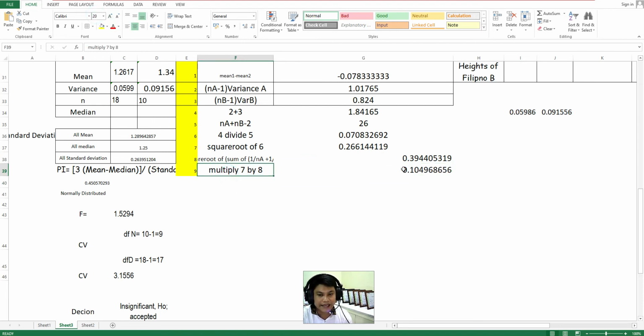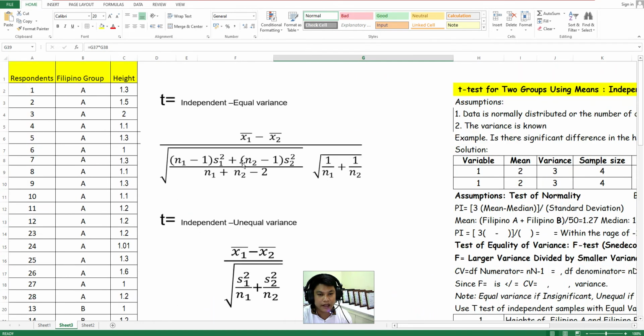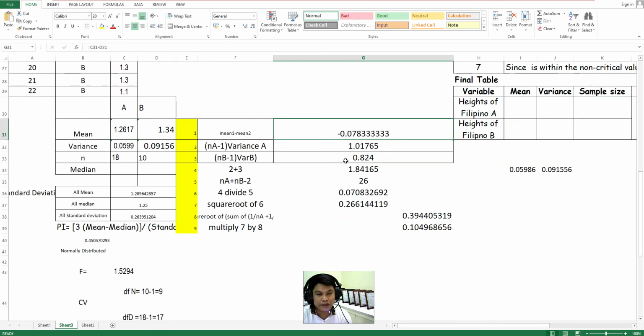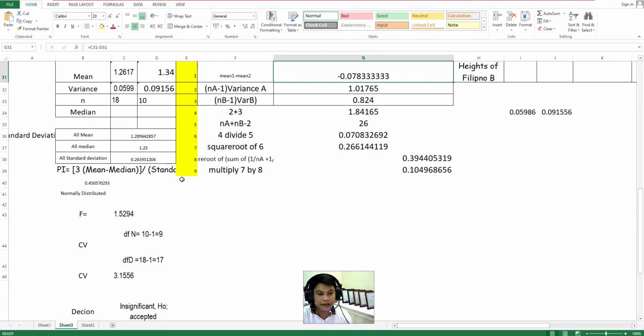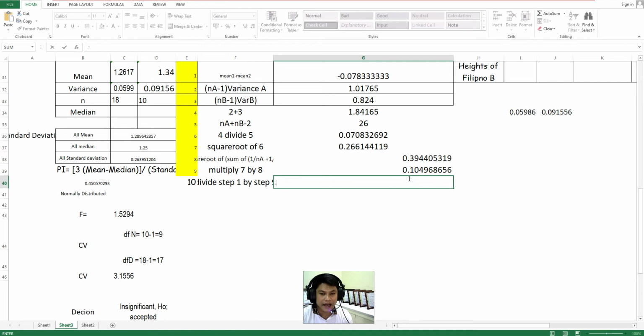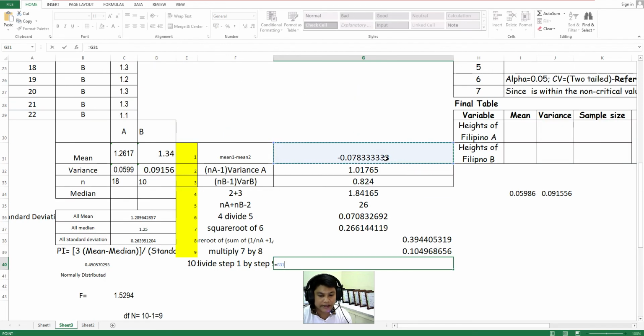So that is still the denominator, if you look at the formula, after the product of the two square roots. You still have to use that as divisor of the difference. So where is the difference? If you go back, mean 1 minus mean 2 is the difference, or mean A and mean B. So that's the number 10 step. You have to divide what happened in step 1 by step 9.